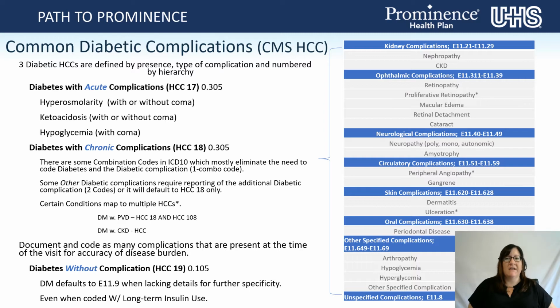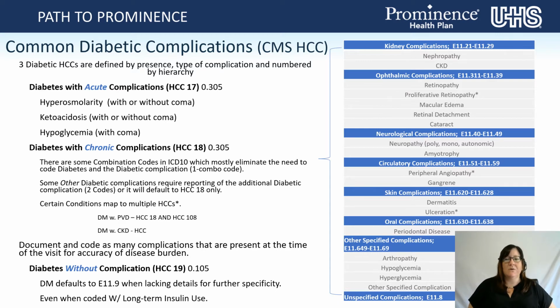And then there are some other diabetic complications that require reporting of an additional diabetic complication, so you will have 2 diagnosis codes, or it will default to HCC 18 only. Certain conditions do map to multiple conditions or multiple HCCs in diabetes, such as diabetes with peripheral vascular disease, where you'll get HCC 18 and HCC 108, or diabetes with CKD, as long as the documentation meets the requirements for both the diabetes and the complication.